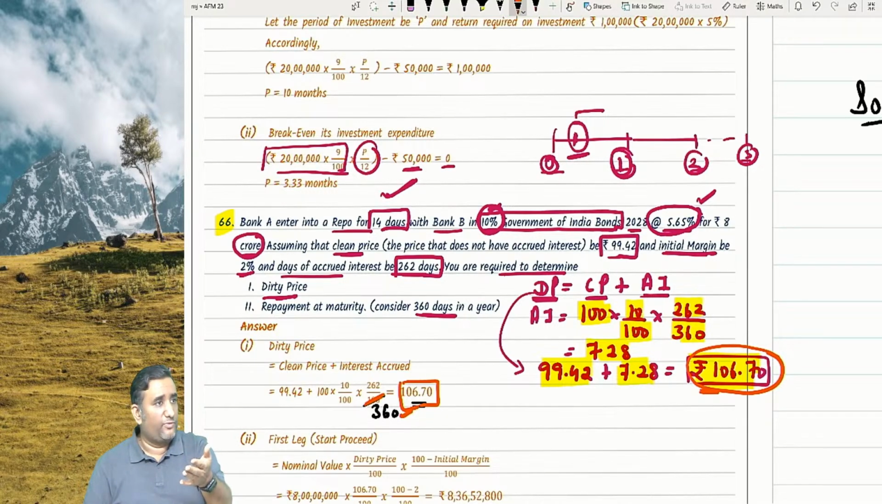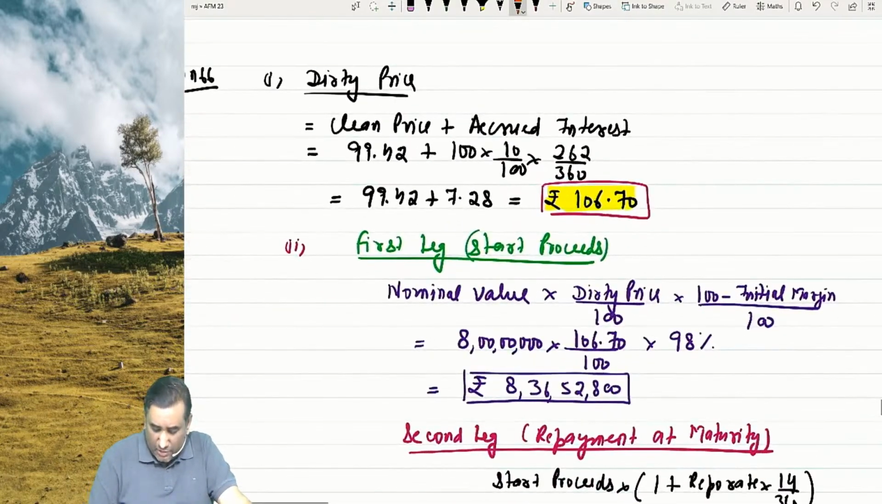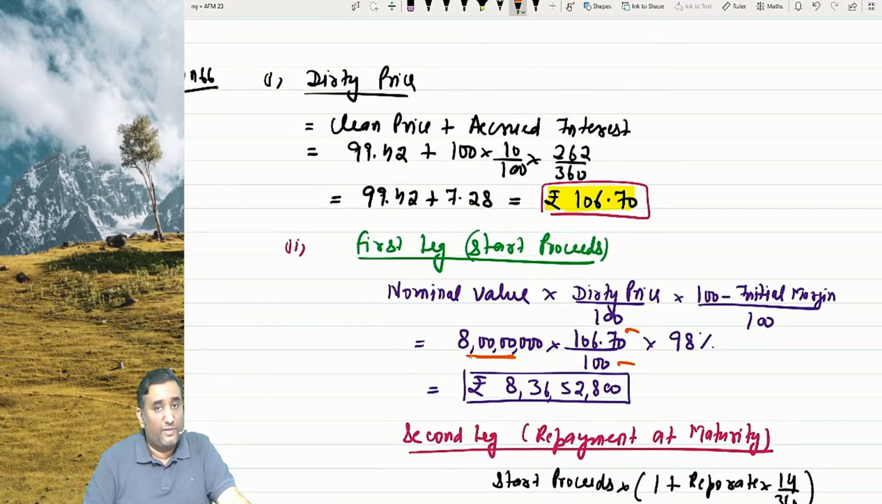I think one of the questions we would have done, or basically when you do the valuation of a bond, a 100 rupees value, if it becomes 106.5, then you revalue. I think question number 26 or somewhere we would have done. In this case, what will happen is, if this 8 crore was a nominal value and 100 rupees value becomes what? 106.7.